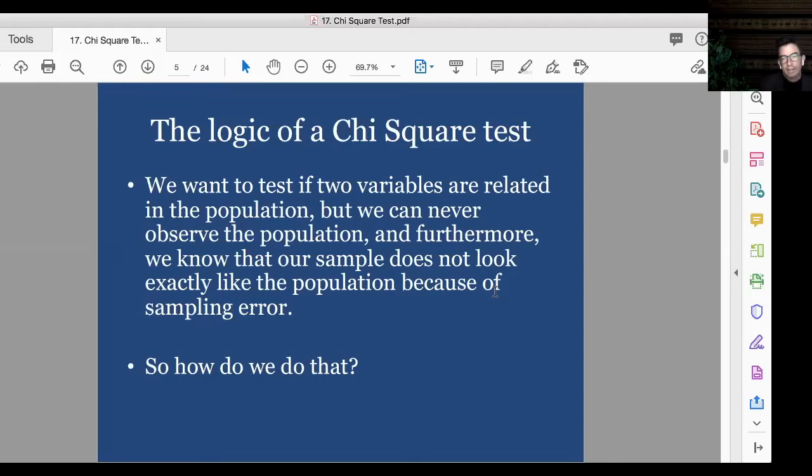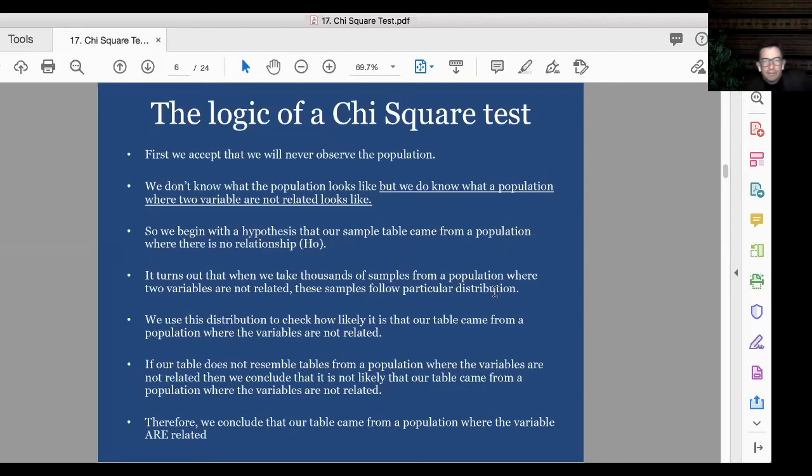So that is why we do a hypothesis test, to make sure that the relationships that we observe on a sample are there as well in a population. So now, how do we do that? What is the logic of a hypothesis test? Why does it work, or how does it work?